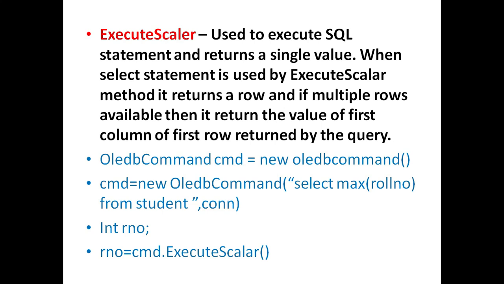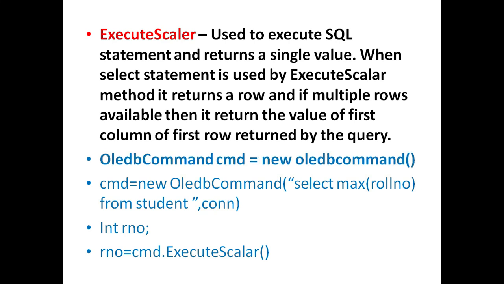Then ExecuteScalar. This method is used to execute a SQL statement and return a single value. When a select statement is used with the ExecuteScalar method, and multiple rows are available, it returns the value of the first column of the first row returned by the query.